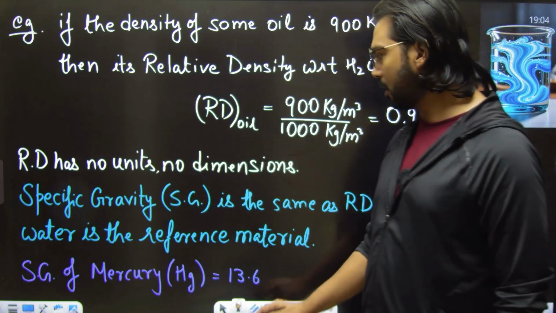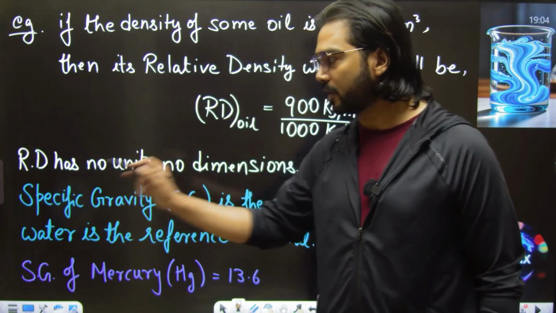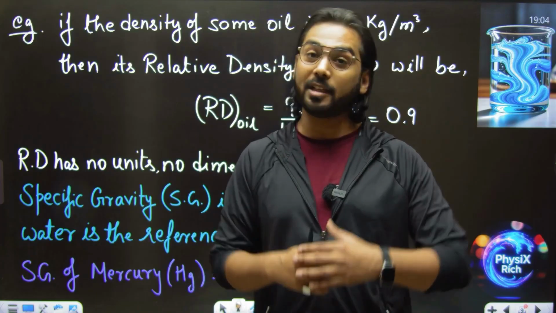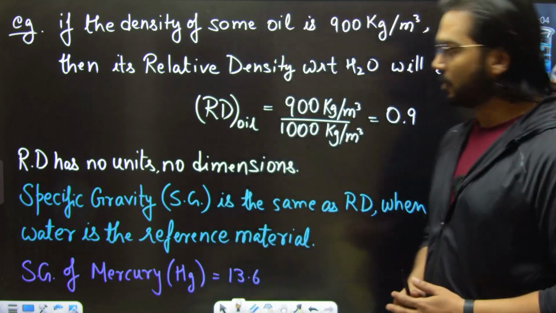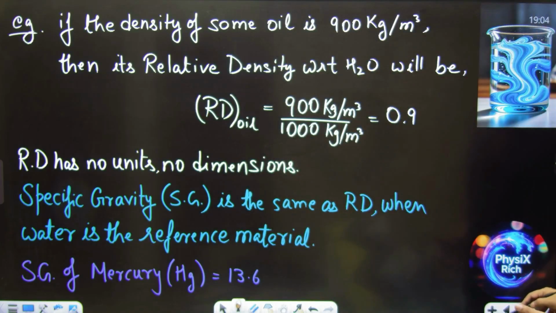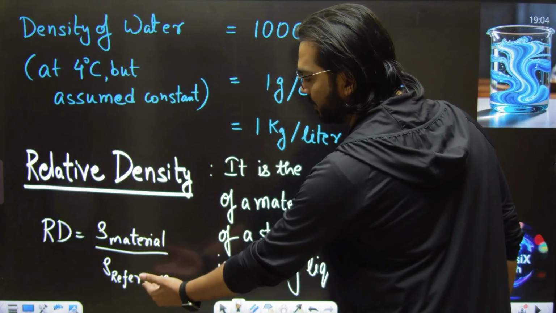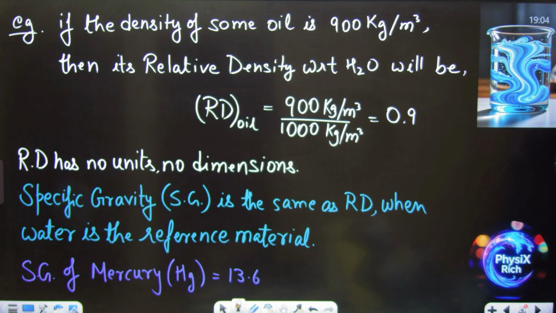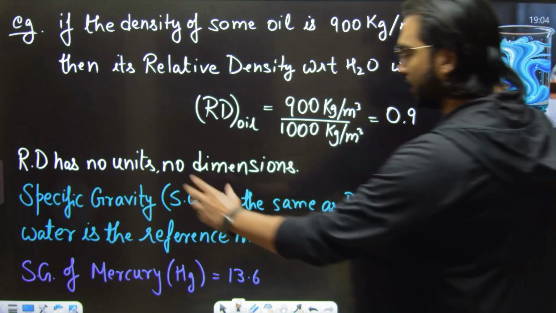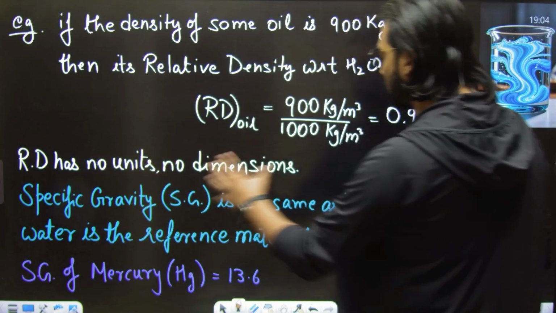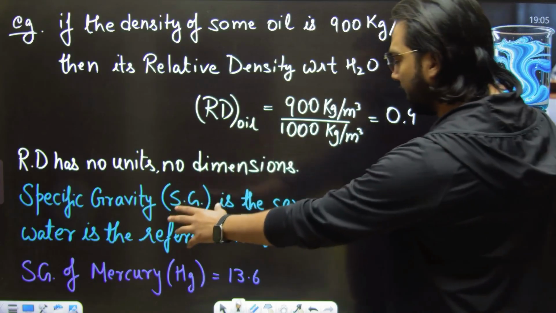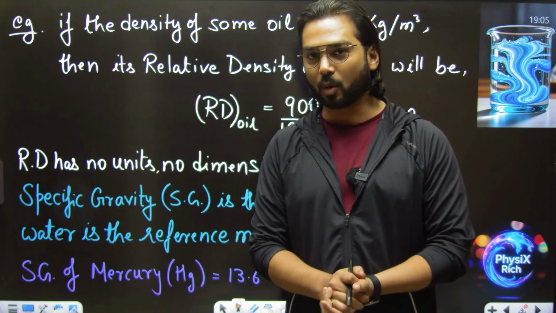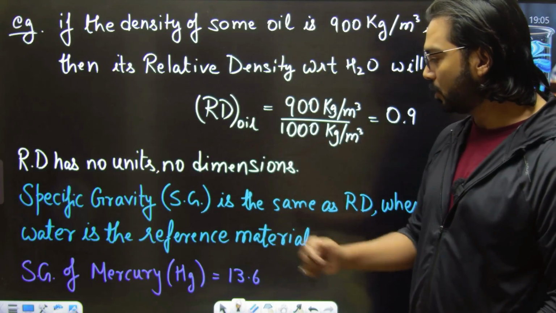Then comes another physical quantity, which is called specific gravity. Now, specific gravity is a type of relative density. We have just studied what relative density is. It's the ratio of two densities, of material and reference. And when we take the reference to be water, then specific gravity is what you call the relative density. Sg is the same as Rd when water is the reference material. Okay? And this is one more thing which you have to remember.